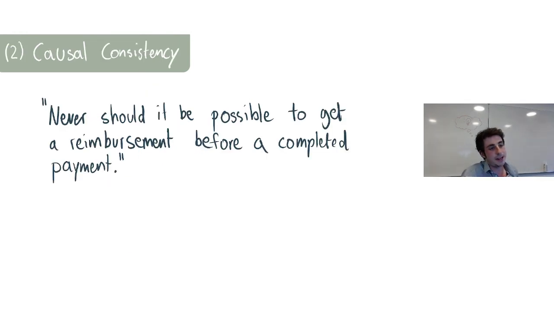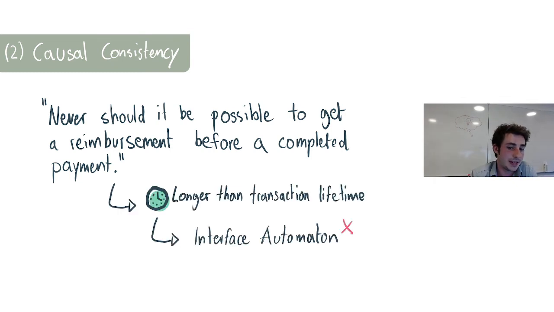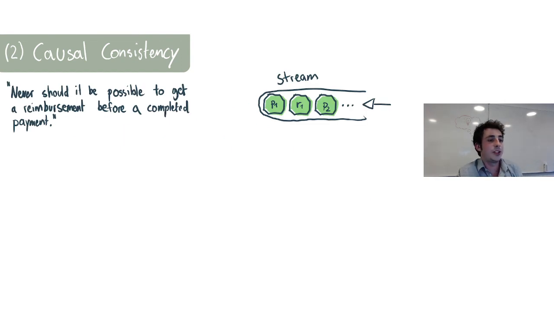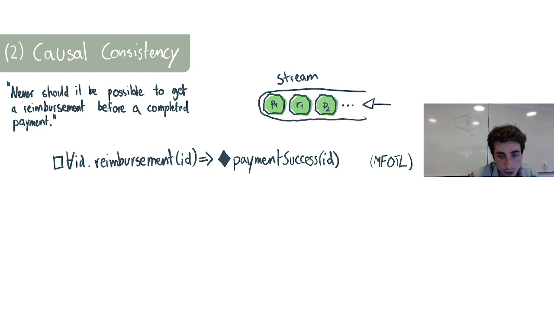Okay, our second example is a little bit different, because here we have something that spans more than one transaction. So for example, here it says, never should it be possible to get a reimbursement before completed payment. And as I just said, that is no longer within the transaction lifetime and therefore not possible to use our model that we had before. And what we envision here is, if we think of a stream of payment success and reimbursement events, we want to use something that is called metric first order temporal logic.